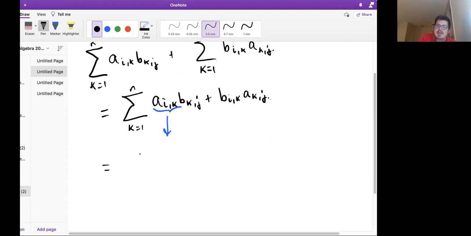So what is AIK switch to? KI, so let's do that. That's really the only thing we can do, right? All we know is that it's symmetric. And then what does the B switch to? It switches to JK. And let's do that for every single term. Everyone see what we're doing here?